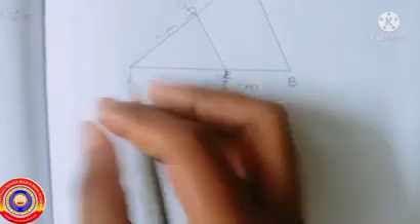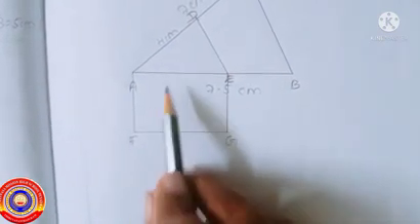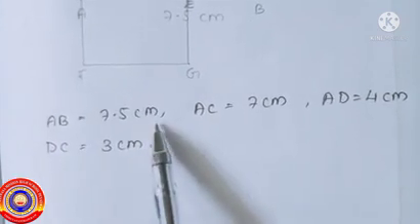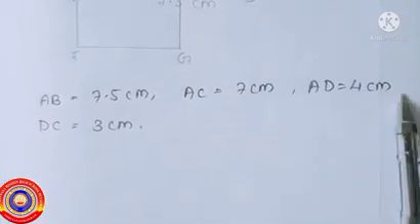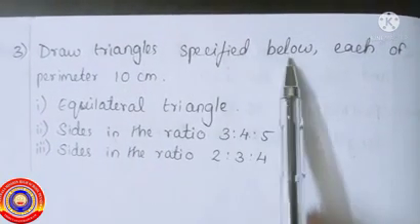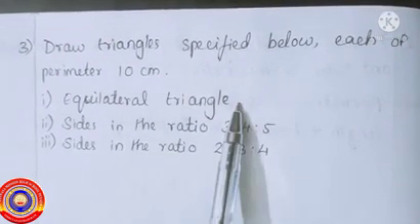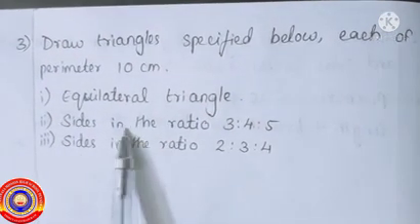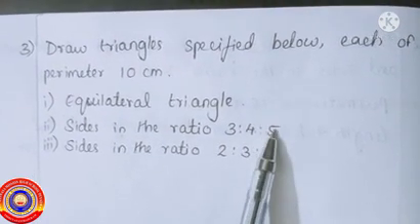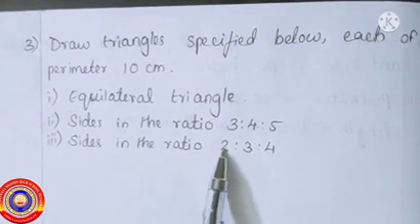So here AB is equal to 7.5 centimeter and then AC is equal to 7 centimeter and then AD is equal to 4 centimeter and then DC is equal to 3 centimeter. Third question: draw triangles specified below, each of perimeter 10 centimeter. First part of the question is draw an equilateral triangle. Second, sides in the ratio 3:4:5. And third, sides in the ratio 2:3:4.